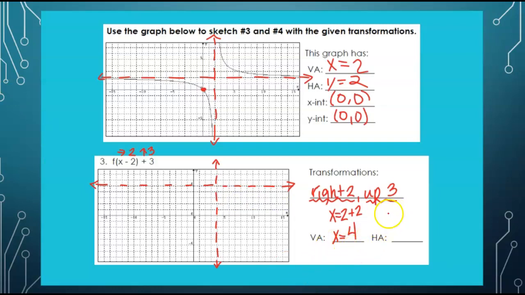Mathematically, with the y values, if I shift up 3, what do I need to do with 2? Add 3. Yeah, so my new horizontal asymptote is y equals 5. So now you can fill in the hyperbola. The hyperbola came kind of this close to the intersection of the axes. So how do I get from here to the intersection of the axes?